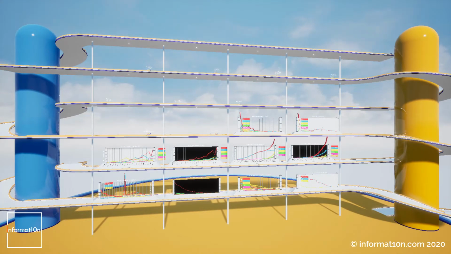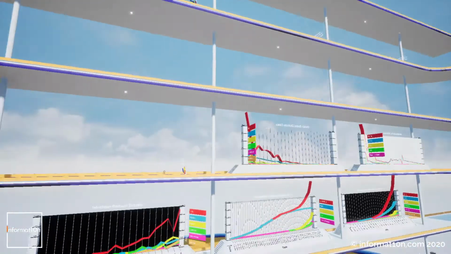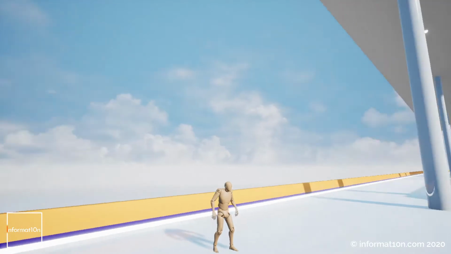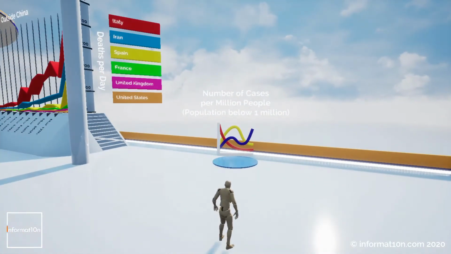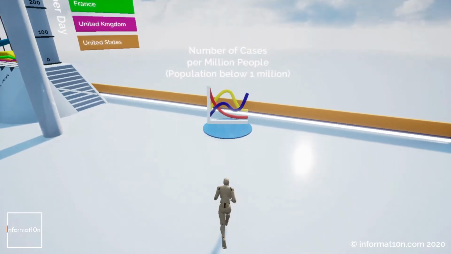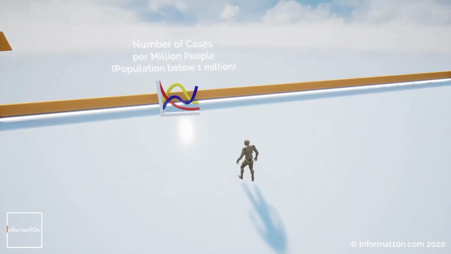Now, in our last two videos we looked at the number of cases and the number of deaths in various countries around the world, and these are the kind of statistics you hear every day in the news. In this third video we're going to look in a little bit more detail at the number of cases in proportion to the population of each country.